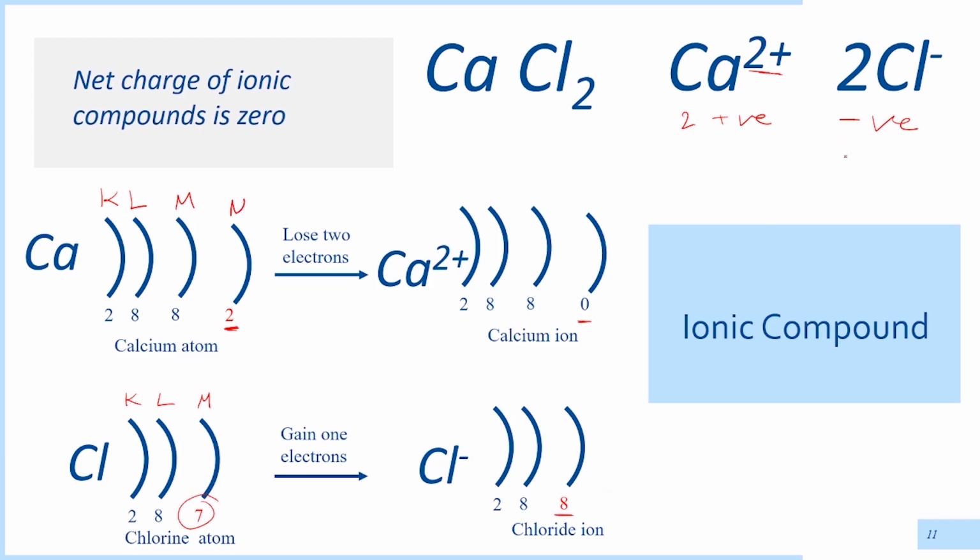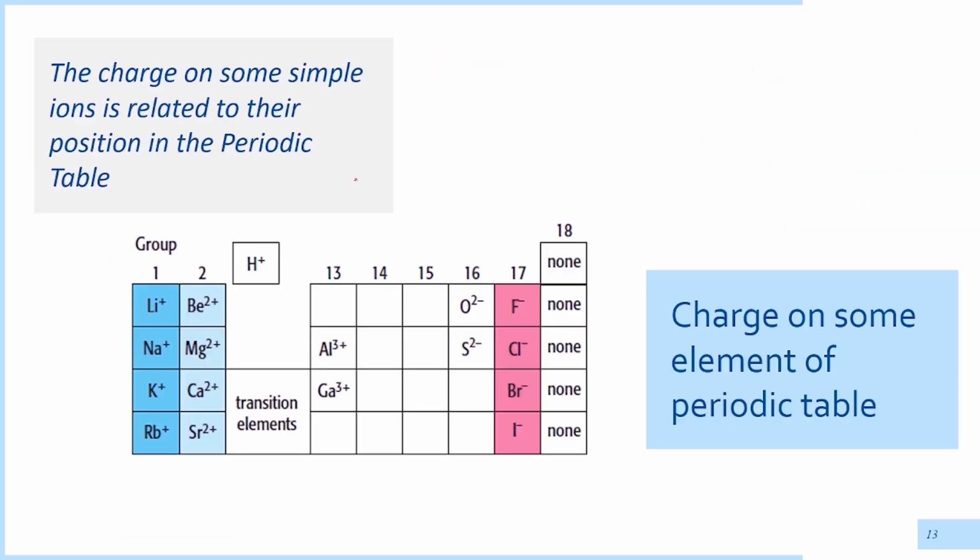If you look at the total charges, it is equal to the +2 for the calcium ion plus the 2 chloride ions, each of them with 1 negative charge, which is equal to 0. So the total charge for ionic compounds is equal to 0. We know that each calcium ion needs 2 chloride ions for the ionic compound to have a total of 0 charges. You can see that we can use the electronic configuration to deduce the ionic formula of ionic compounds.